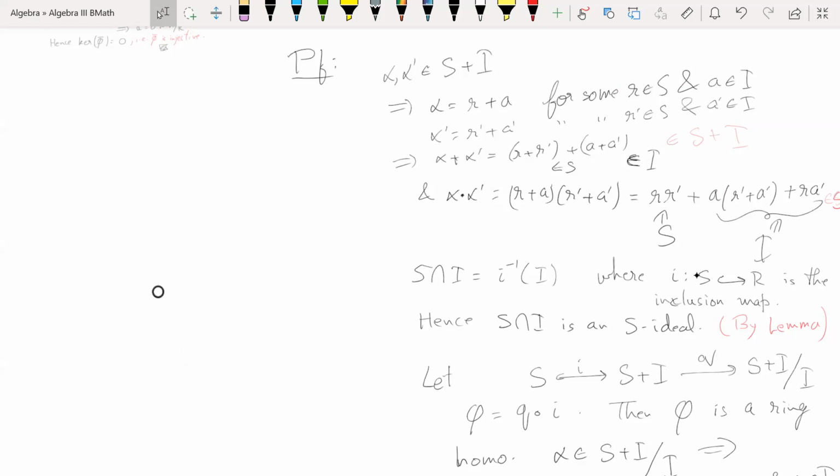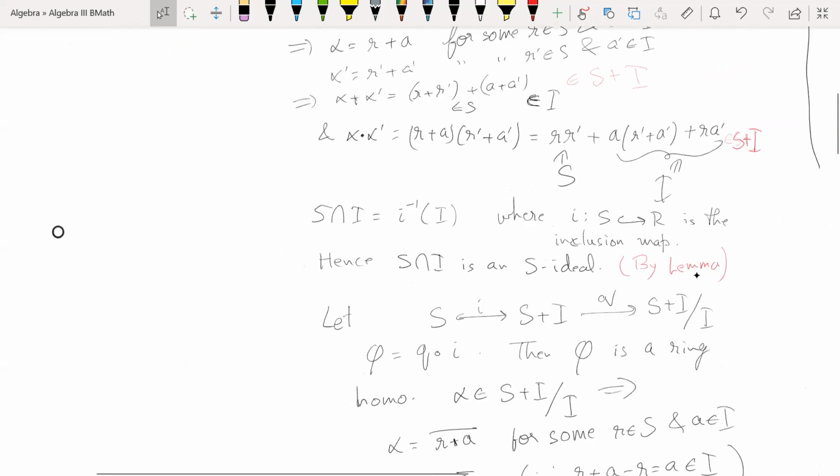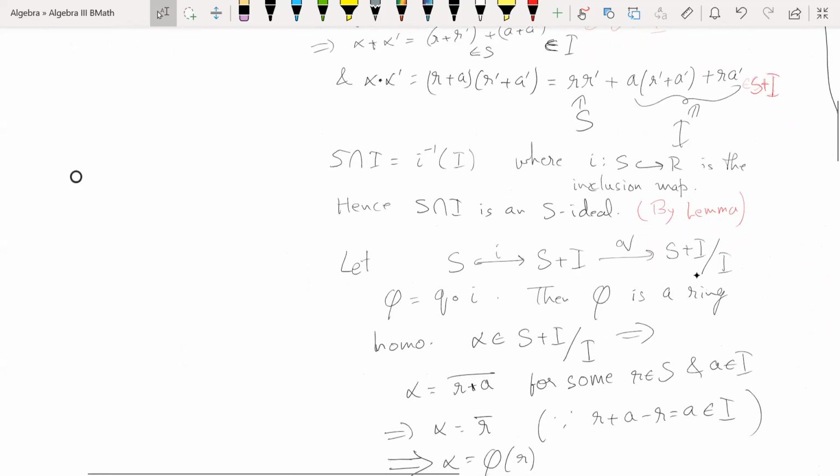Next thing I want to do is check that phi is surjective. So we'll check that this ring homomorphism is surjective, and then we'll compute the kernel and show that the kernel is S intersection I, and then the statement will follow from the first isomorphism theorem. Okay, so let's take alpha in S plus I mod I.